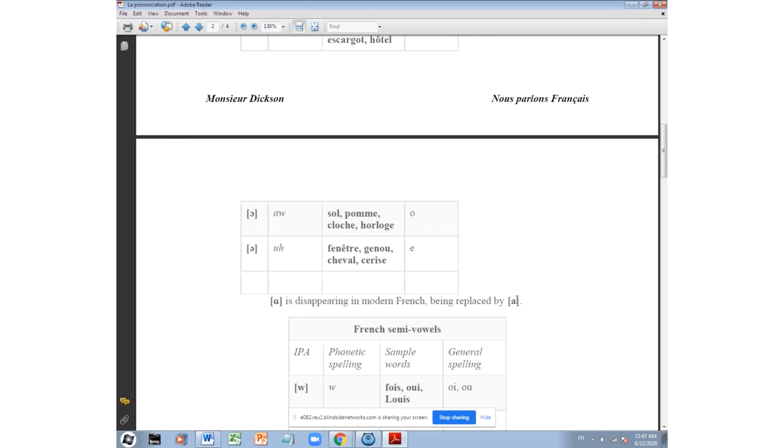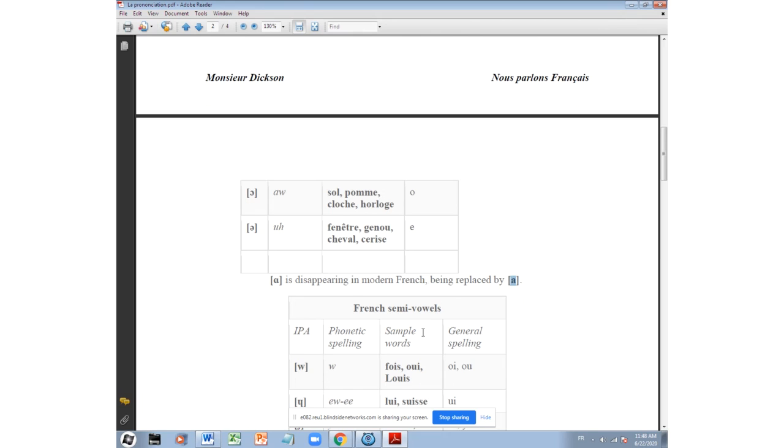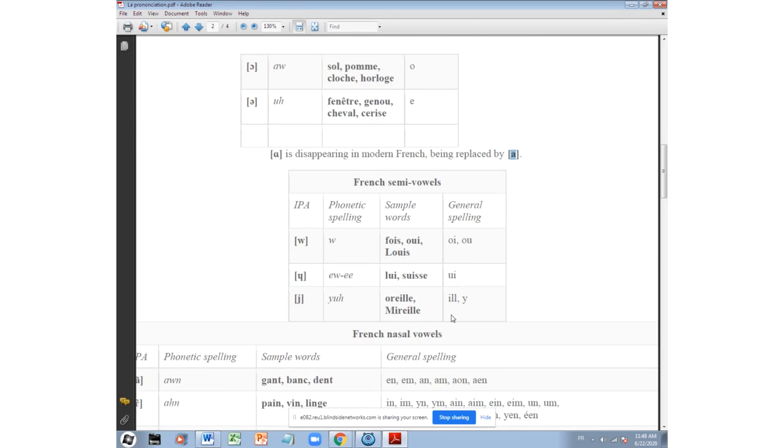So we have got semi-vowels, if you allow me kindly, the same vowel, les voyelles, semi-vowels in French. So we have got the international phonetic alphabet, phonetic spelling, sample words, general spelling. I'm going majorly to deal with the sample words and the general spelling, as we have seen earlier when I was talking about either the simple vowels in French or the compound vowels in French.